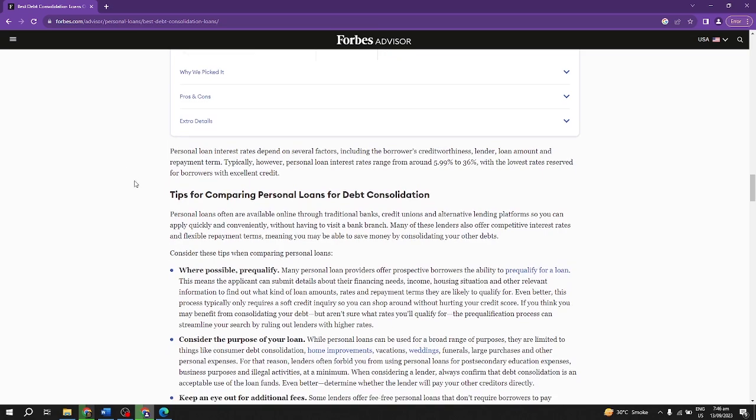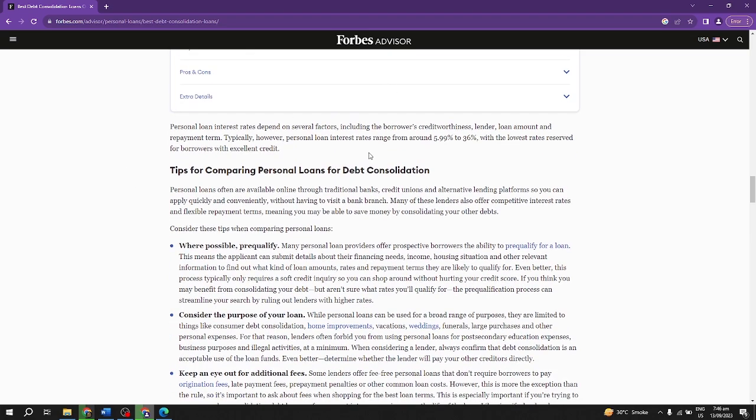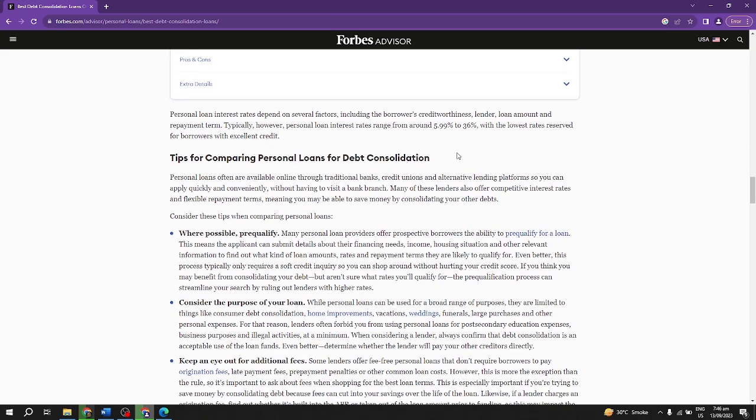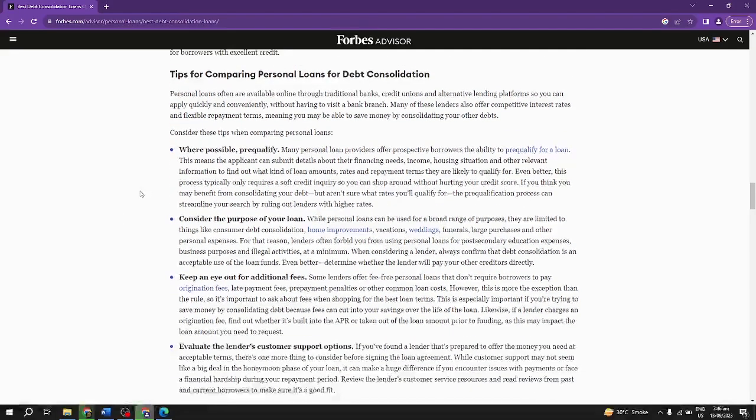So personal loan interest rates depend on several factors, including the borrower's creditworthiness, loan amount, and repayment term. Typically, however, personal loan interest rates range from around 5.99% to 36%, with the lowest rates reserved for borrowers with excellent credit. Tips for comparing personal loans for debt consolidation.